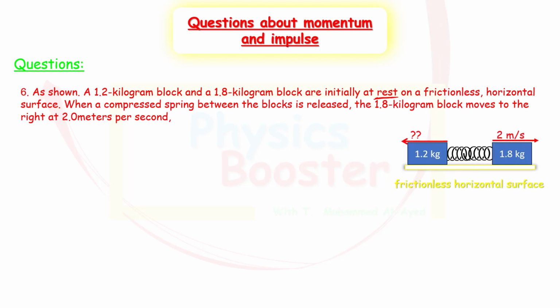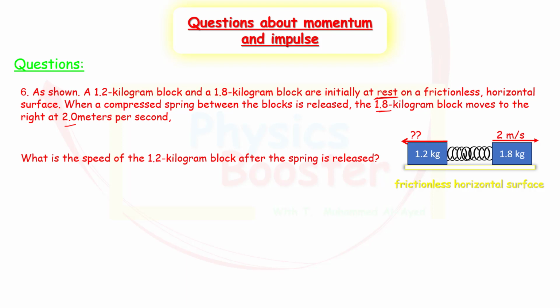Now let's look at the object right here. They are compressed to each other. There's a spring between them, but they are initially at rest because somebody is holding this spring. So a spring was put between these two objects and they were compressed together. Now they are at rest. When a compressed spring between the blocks is released, the 1.8 kilogram block moves to the right at a speed of 2 meters per second. What's the question? What is the speed of the 1.2 kilogram block after the spring is released?